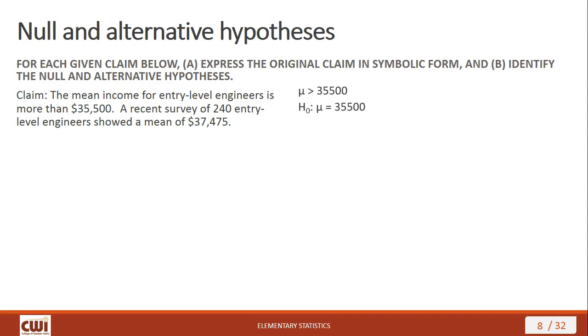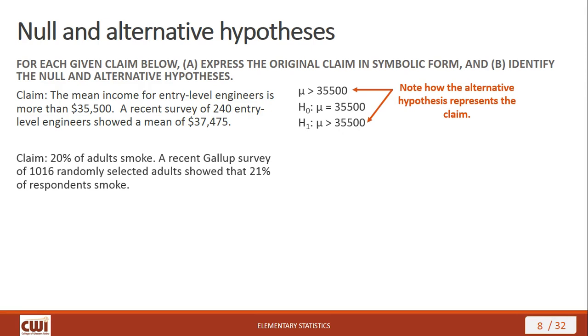The alternative hypothesis will then reflect the claim. Mu is greater than 35,500. And that's really all there is to it. Typically, for most of the problems that you work, you will see that the alternative hypothesis represents the claim. You just rip it straight off. Just take it right there. The null hypothesis is going to take an equal sign. The alternative hypothesis will take whatever the claim is.